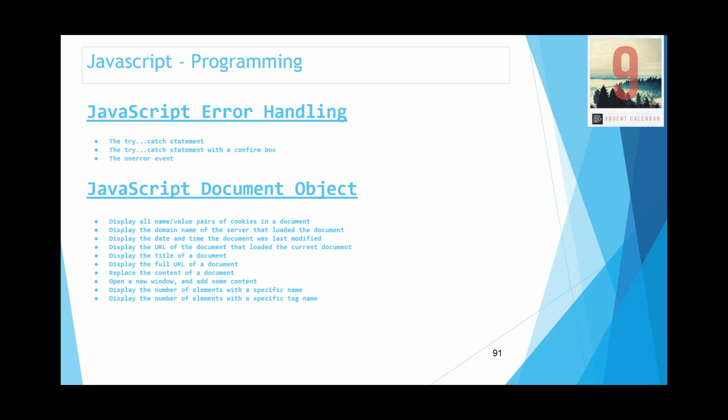And for error handling, you can use try catch statements, and try catch with a confirmation box. Also you can use the on error event. Anywhere in your JavaScript page, if you are getting some error, you can use the on error event directly. Okay, the JavaScript document object displays all name or value pairs of cookies in the document.